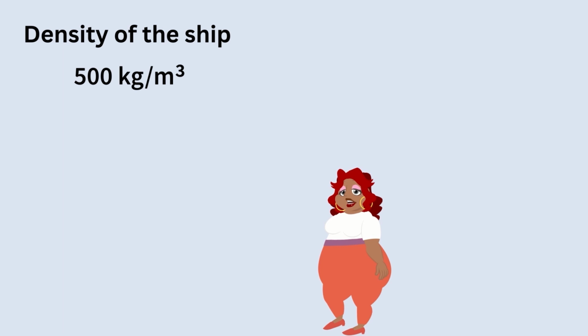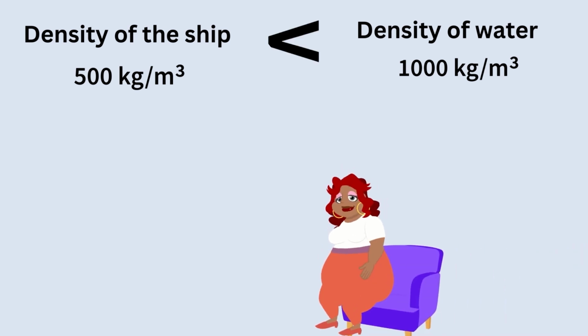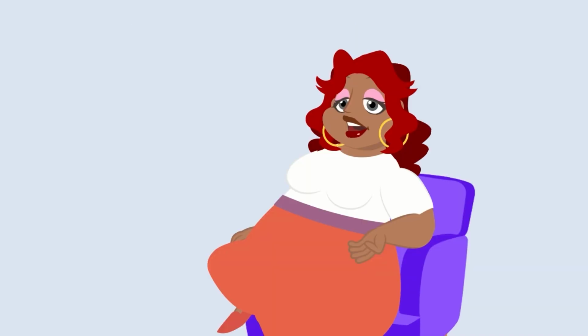If we compare the ship's density, 500 kilograms per meter cubed, to the density of the water, 1,000 kilograms per meter cubed, we can definitely see that the density of the ship is much less than the density of water. The shipbuilder has no need to worry then. His ship would definitely remain afloat.